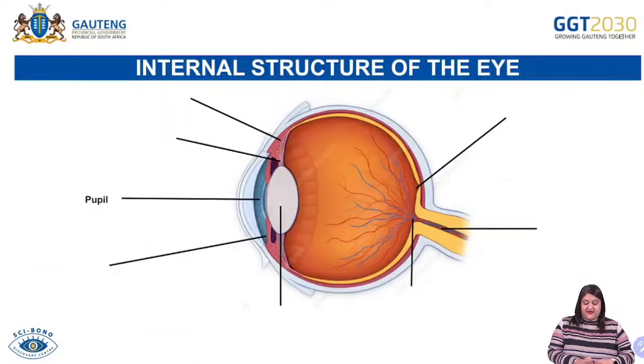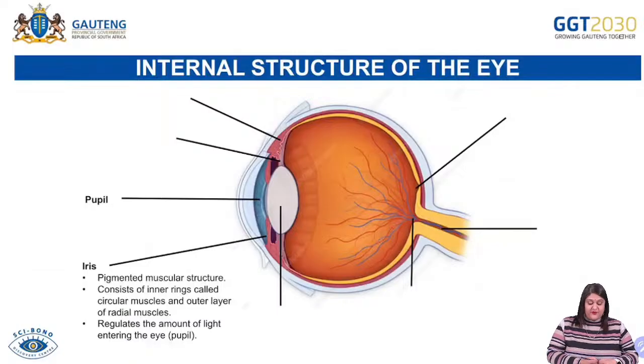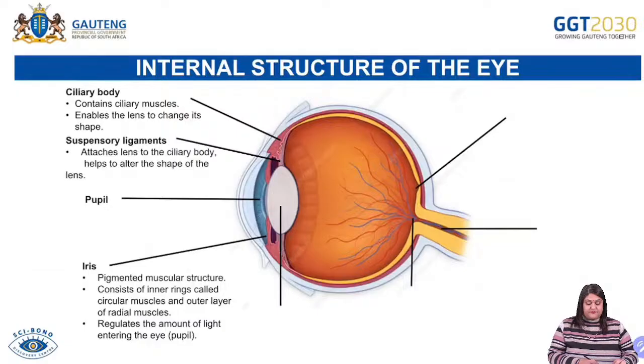Right, let's look at some other structures. We still have quite a few to go through. We've got the iris. The iris is the colored portion, okay? And it's a pigmented muscular structure. It consists of circular muscles and radial muscles, and they regulate the amount of light entering the eye. Then we've got the pupil. It is the opening in the iris, which allows the light to enter the inner eye.